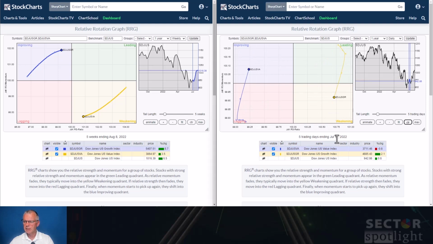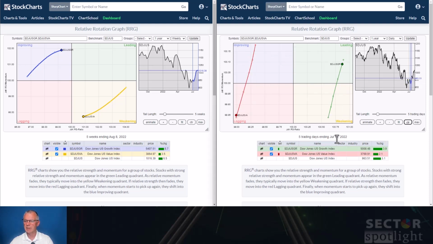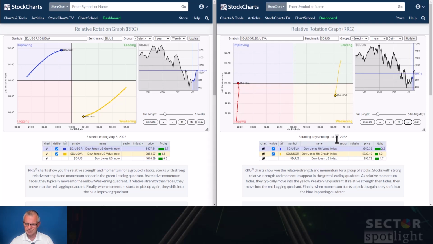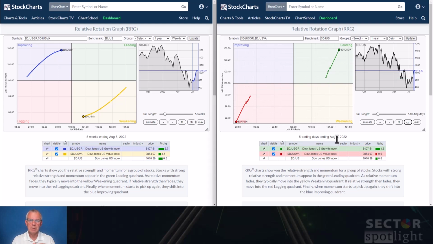We had a little dip for growth from leading to weakening and for value from lagging to improving. But that has recently changed again. It has picked up in favor of growth, quite a rapid change back to favoring growth over value. And this is where we are right now. And this is clearly supporting more strength for growth stocks in coming days and weeks, I'd say.